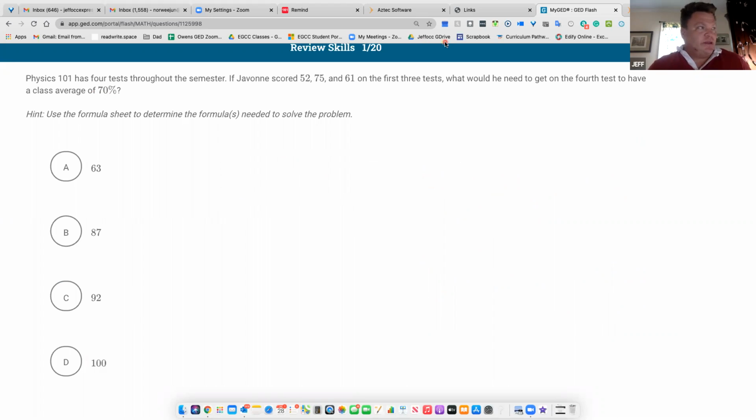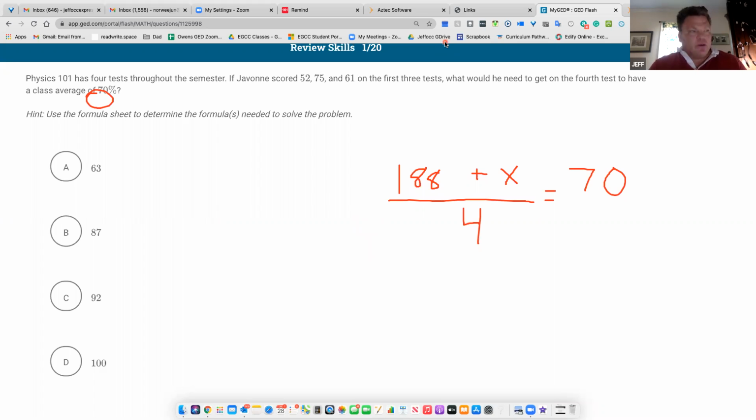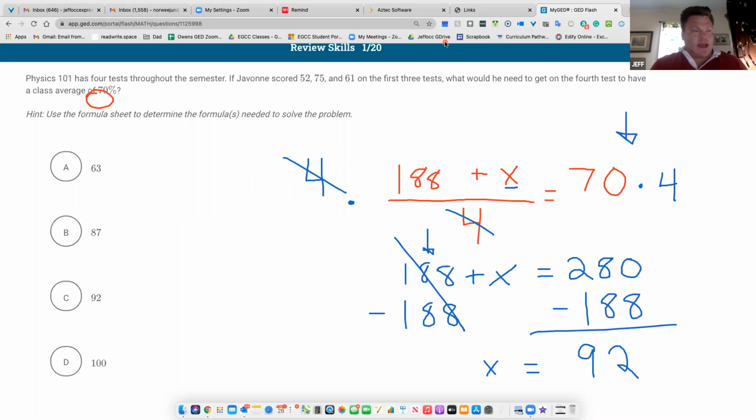So this is what we did. We took the information we had and we added it to a number we don't know yet, and it's divided by 4, and all that has to equal 70. We added that together, got that, straightened out our fraction there. Get rid of the 4, then get rid of the 188, and that worked out. Here's the other way we can do this.